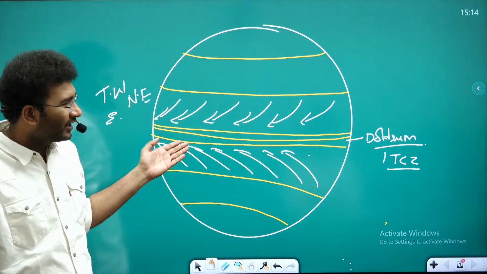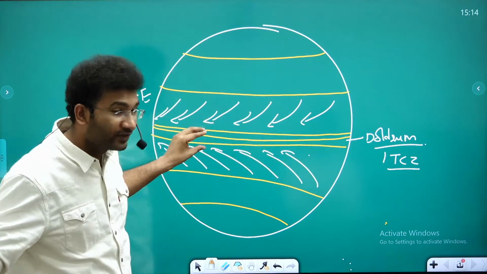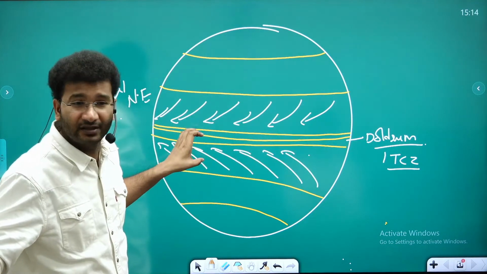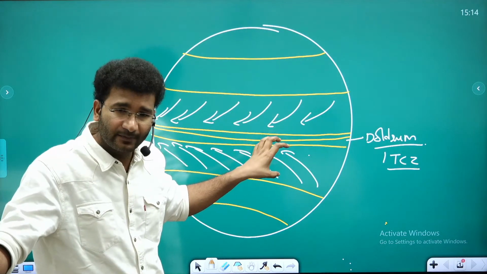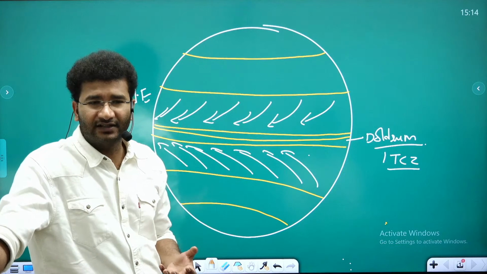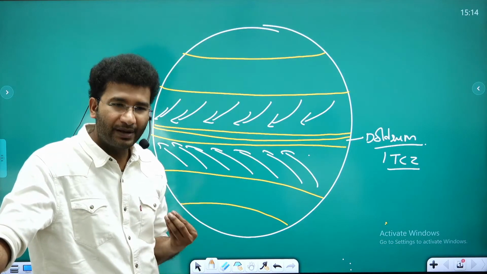But your ITCZ zone, it is never a straight line, because there is somewhere ocean here which is heated at a different temperature, at a different rate. There is land here which is heated at a different rate. As the land gets heated fast and water gets heated slowly, that's why the pressure belt is formed.